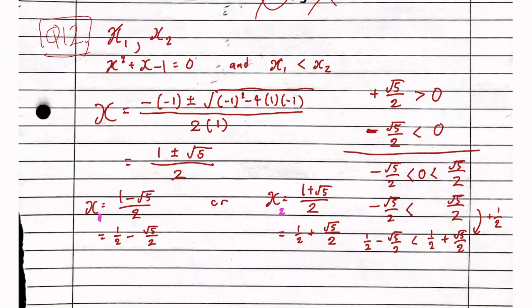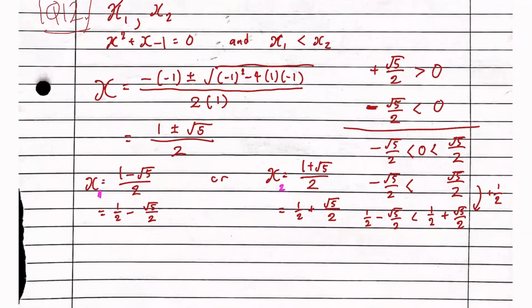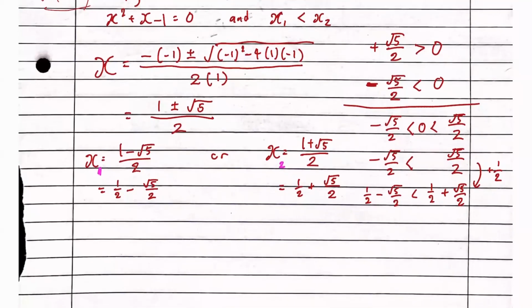Then what did they tell you after that? Show that 1 over square root 3 multiplied by x1 squared times x2 is equal to 1 plus square root 5 divided by 2 root 3. How do you do a show question? Very simple. You just start from the left-hand side.